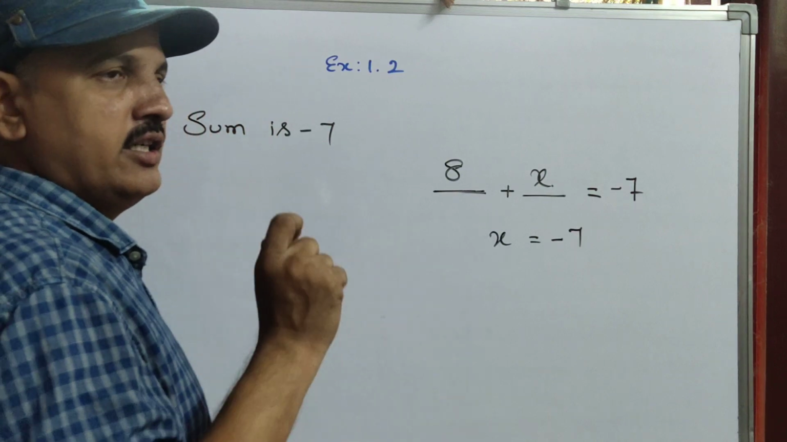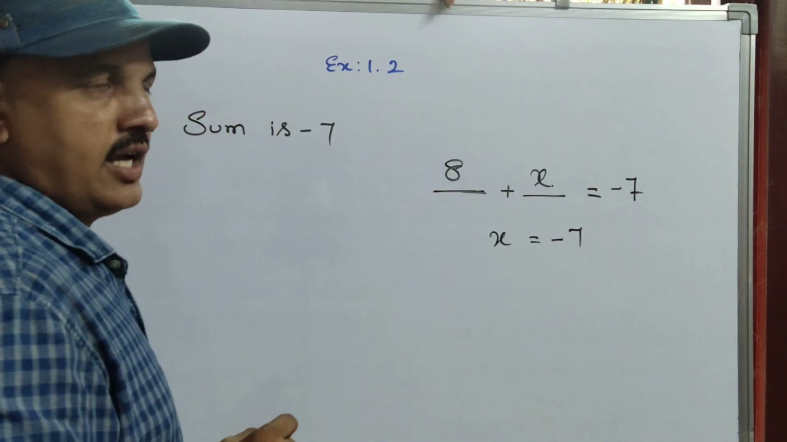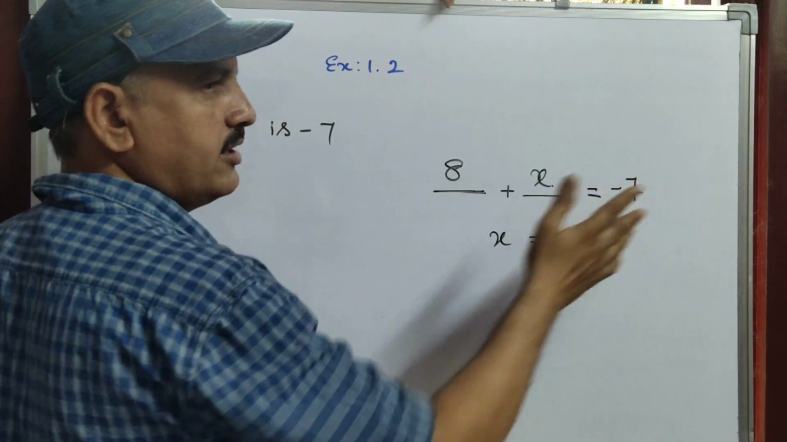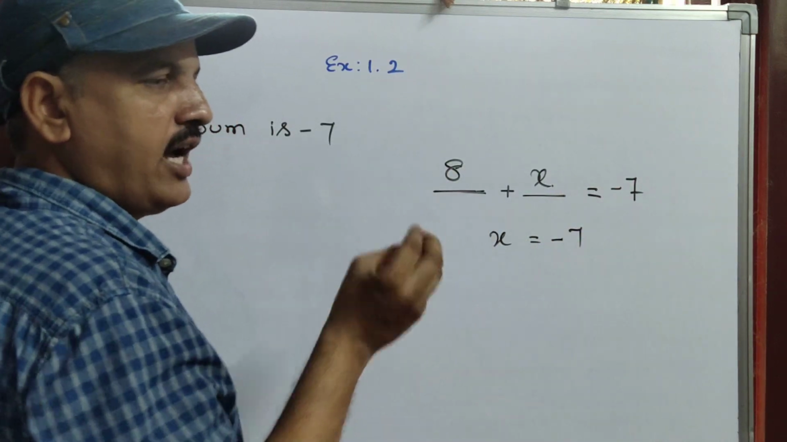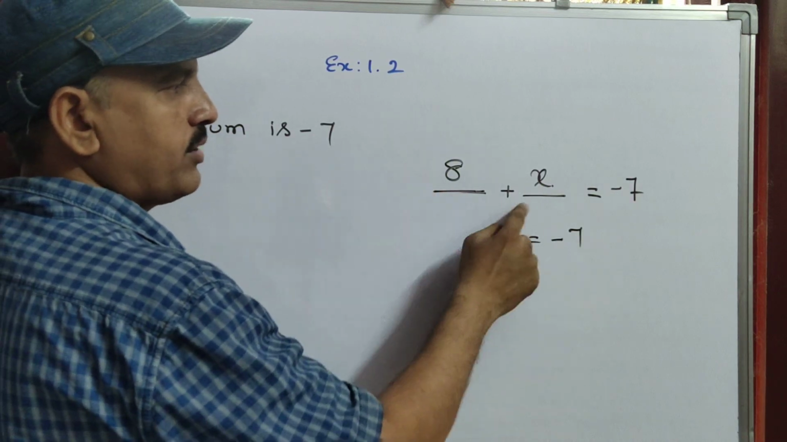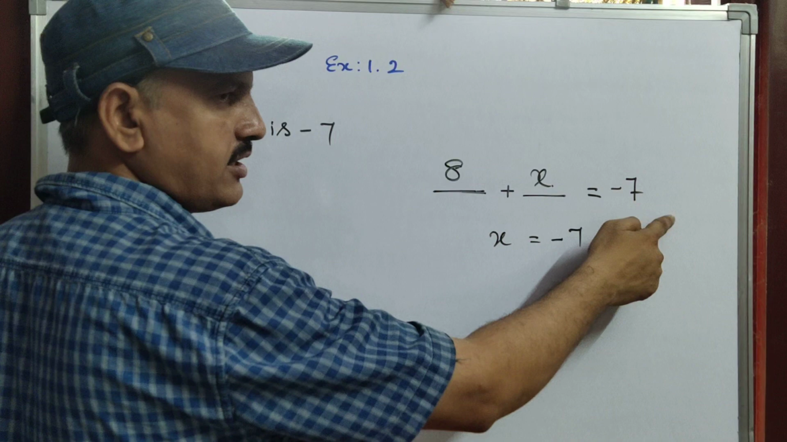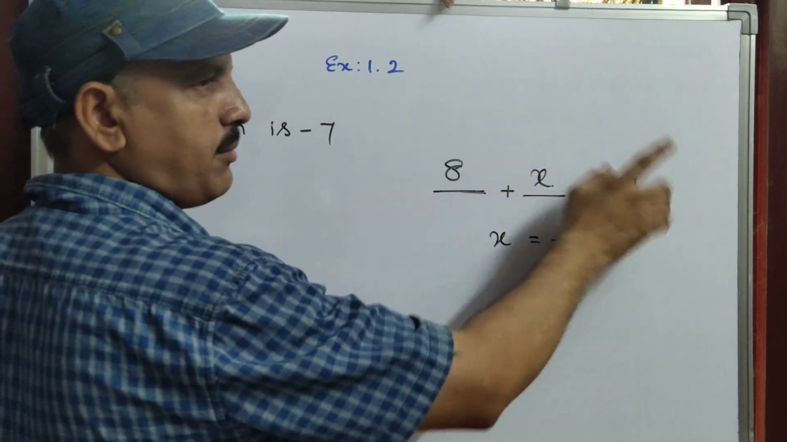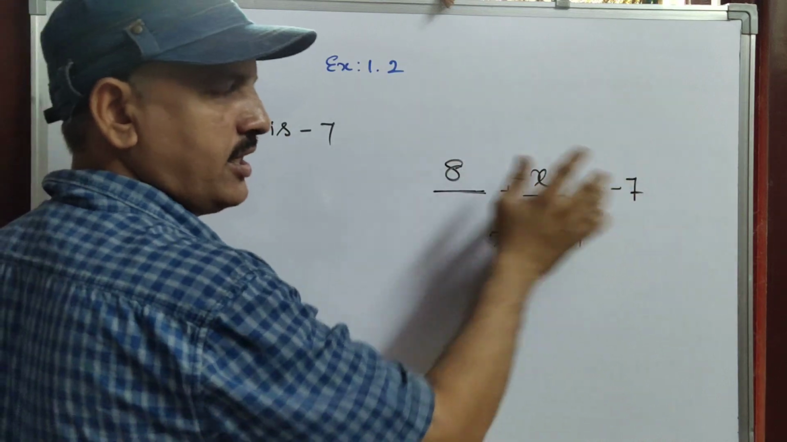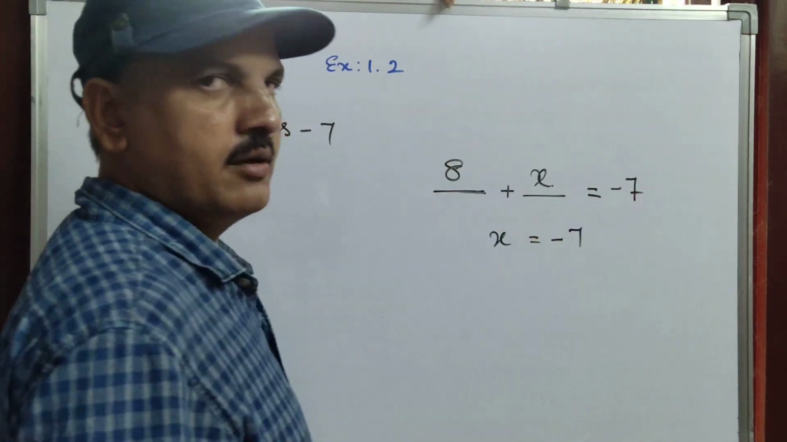Transposition means changing the symbol. Transposition means that when a term moves from one side to the other, its position changes. The rule is that when it moves from LHS to RHS, a plus symbol turns into a minus, a minus turns into a plus, a multiplication turns into a division, and a division turns into a multiplication.